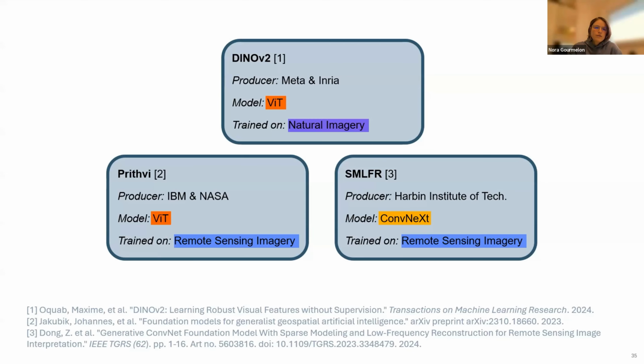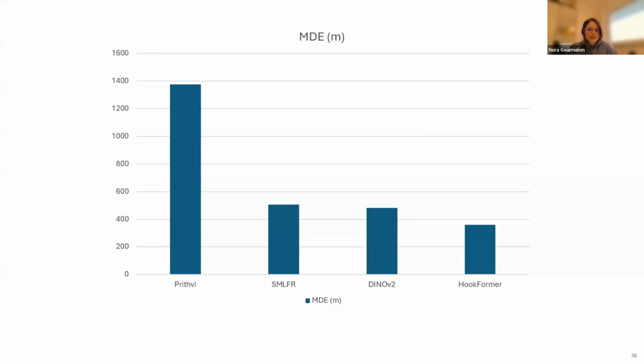DynoV2 and PRITV are, I think, quite well known. They're both based on ViT. And SMLFR is a convolutional neural network-based foundation model. PRITV and SMLFR are specifically trained on remote sensing imagery, versus DynoV2, which is trained on natural imagery. And these are the results we got.